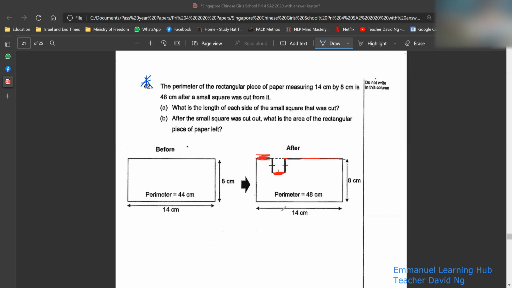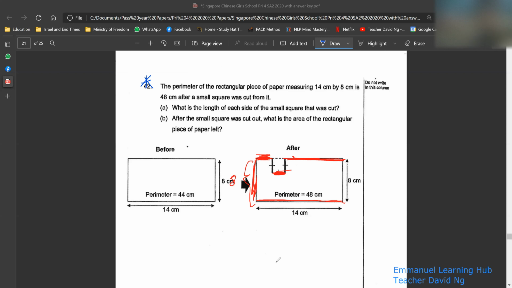You think carefully, this length consists of the length of this, plus the length of this, plus the length of this, right? Can you see that? Yes. Are you able to see that? Yes. So can I say this plus this plus this is 14? Yes. You agree this part is 8?